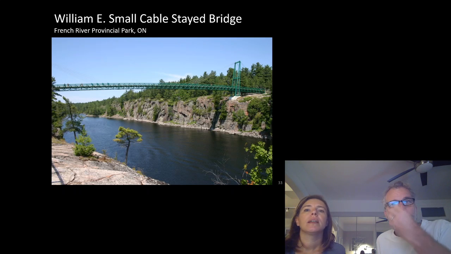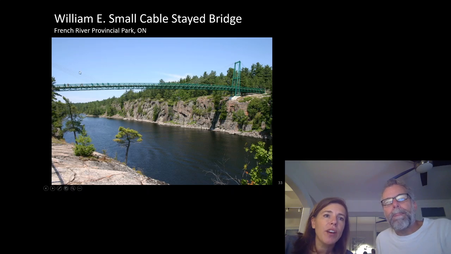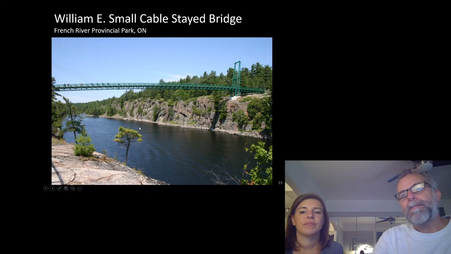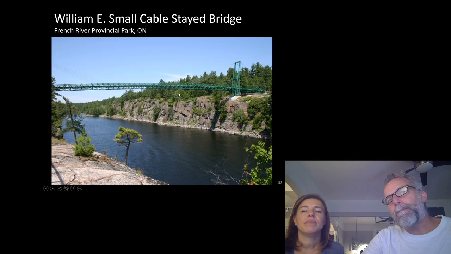So this is the William Small Cable Stayed Bridge in the French River Visitor Center. I just want to point out, it's hard to see in the image, but there is another one of these piers with these cables over here on this side. So this is similar to a suspension bridge, but you can see by cable staying it and putting a tower here, they can balance the tension forces.